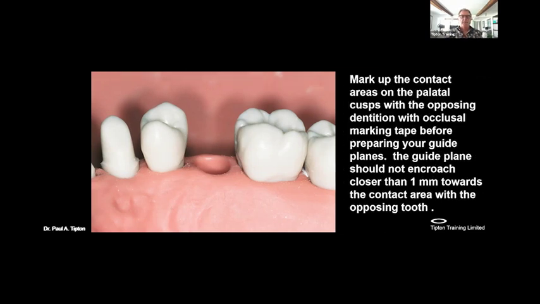Okay, so first thing we need to do is mark up contact points. We need to be aware of where the patient's existing dentition and occlusal contacts are, because we're going to keep our metal framework below or away from occlusal contacts. So first thing, get some occlusal marking tape in there, tap up and down, find out where the occlusal contacts are. Now we have two options here.